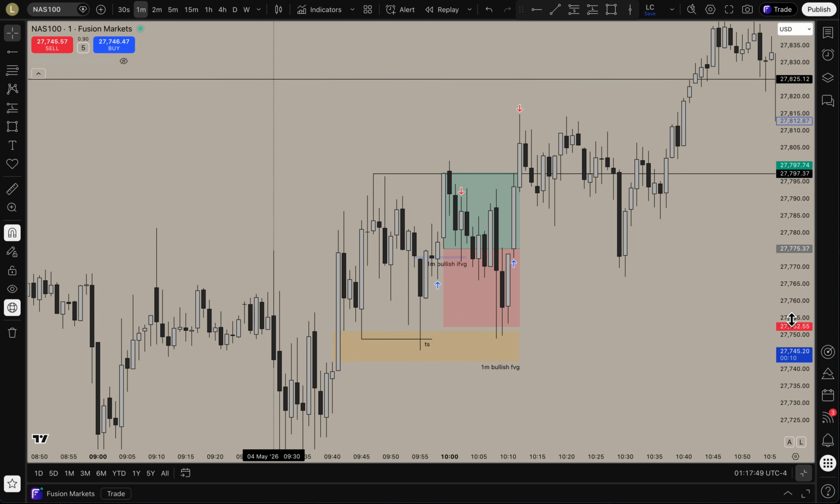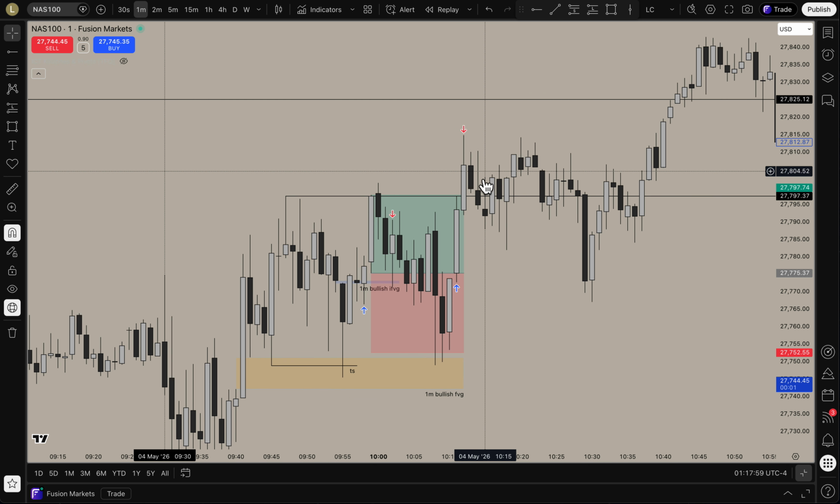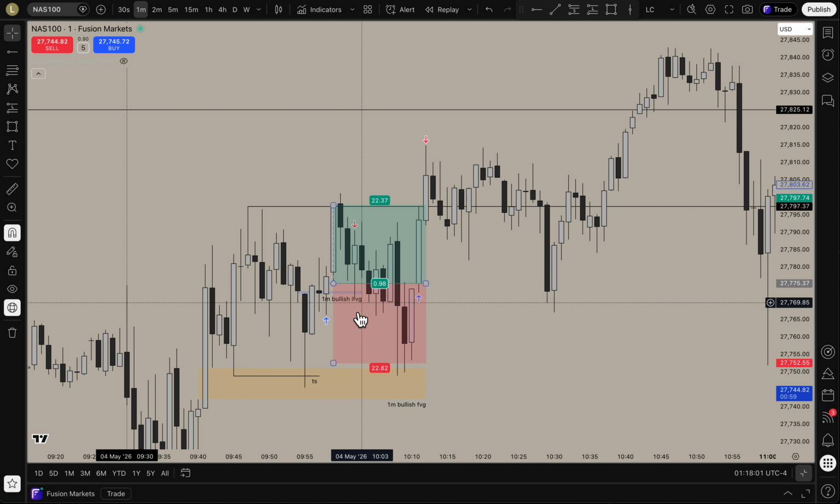But I got stopped out at break even. So when price reached my level here, I pushed my stop loss up to break even and I got stopped out. That's fine. And you can see here, price continued to go back up. So that's my first trade. I got stopped out at break even.